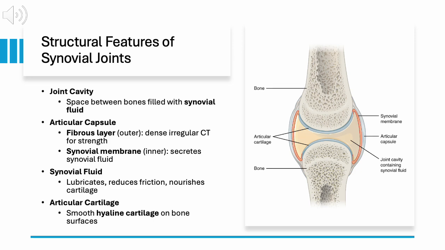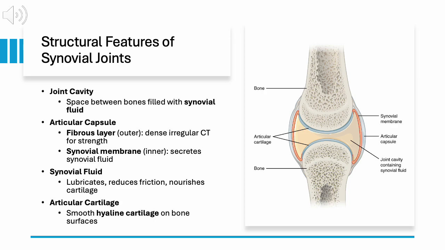Let's take a closer look at the key structural features that make synovial joints unique and functional. First, at the core of every synovial joint is the joint cavity, a small, enclosed space that allows the bones to move freely. This cavity is filled with synovial fluid, which acts like motor oil for your joints, reducing friction and allowing smooth motion. This cavity is surrounded by the articular capsule, a two-layered structure. The outer fibrous layer is made of dense, irregular connective tissue. It blends with the periosteum of each bone and gives the joint strength and resistance to dislocation.